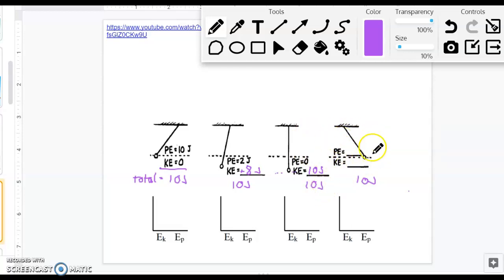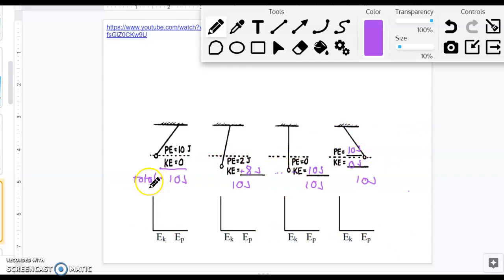Over here, they don't give you either one of the potential or kinetic energies. And don't let this fool you, because when they don't give you either one, there is this little clue with the dotted line. The pendulum is at the same position as it was over here, or the same height. Because it's at the same height, the energies are equivalent. It will have 10 joules of potential energy and 0 joules of kinetic energy. And that's how we fill those out.